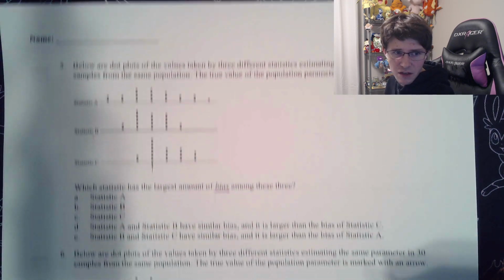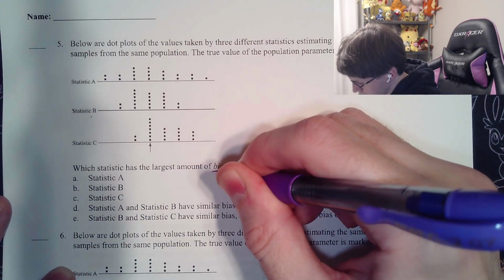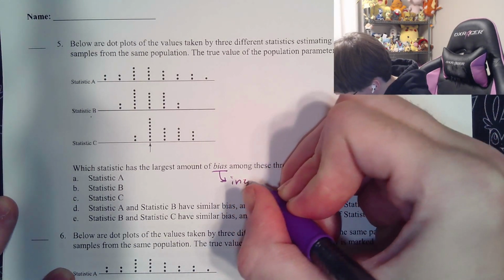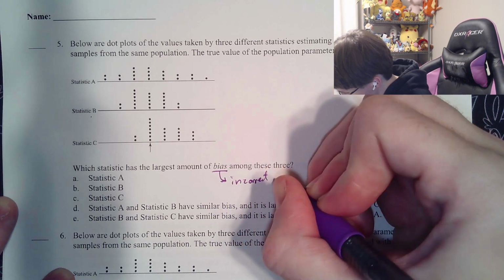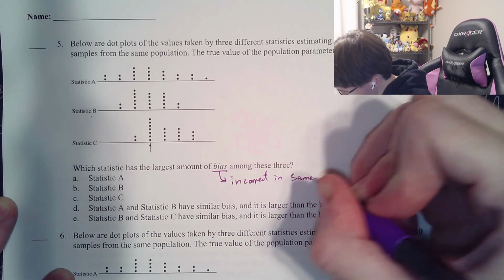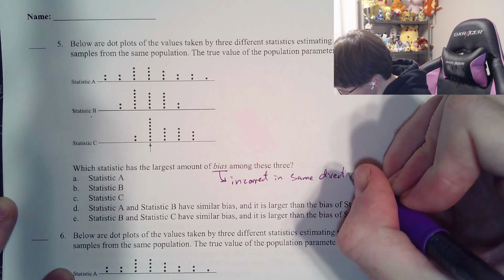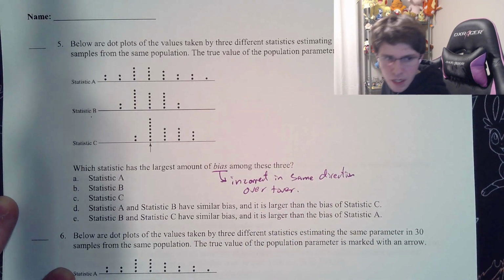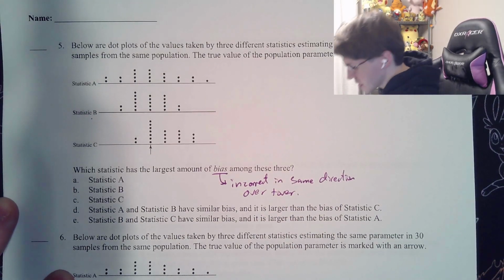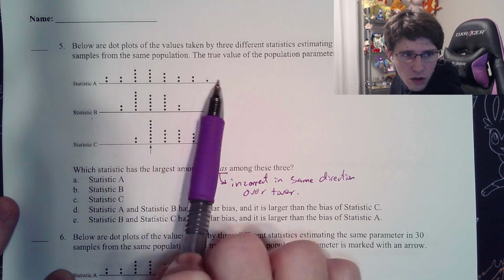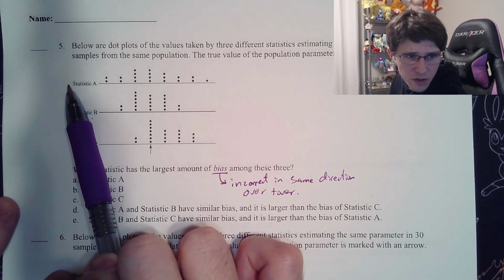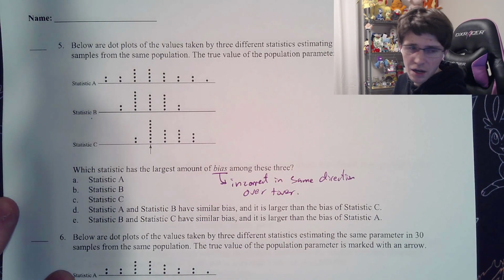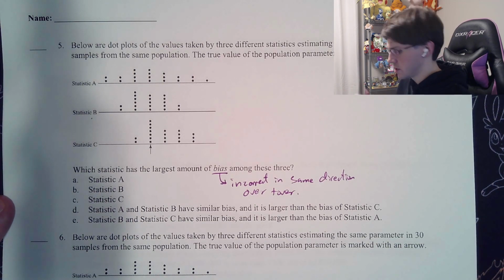But bias is talking about being incorrect in the same direction over and over. So statistic A, for instance, is wrong all over the place, because it's all the way over to the left and all the way to the right. It's just not very accurate whatsoever, but it's not biased because it doesn't go to the left more often than it goes to the right.